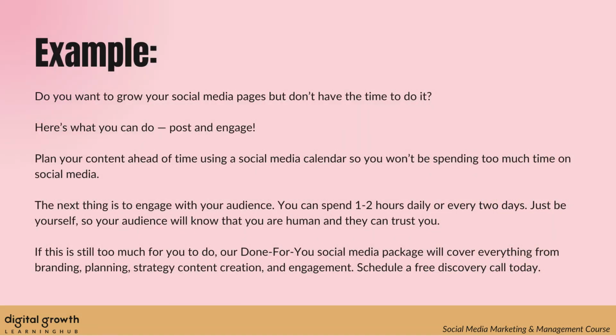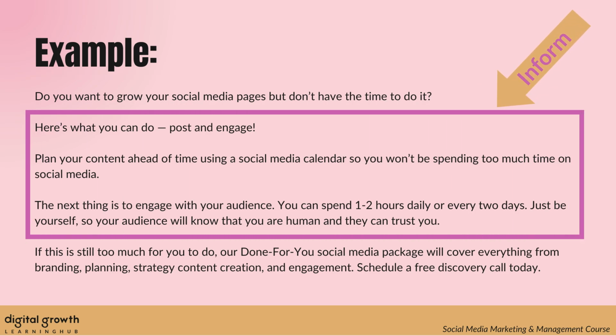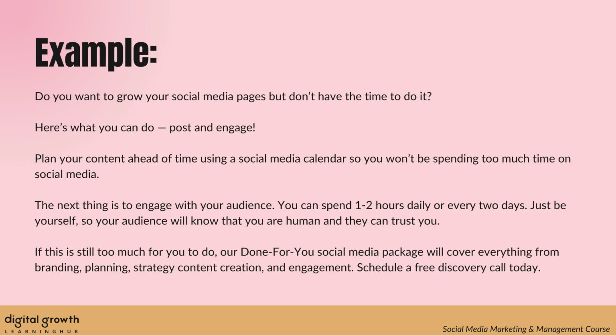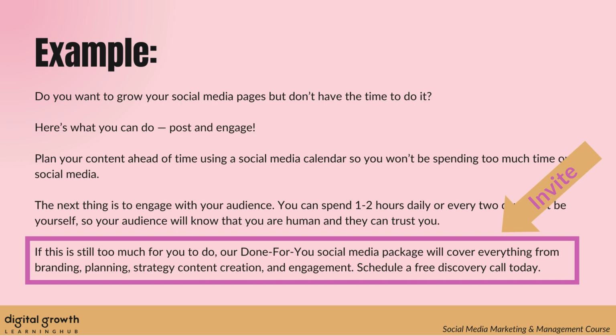So as you can see on your screen, this is an example of content that you can post on social media. The issue here is, do you want to grow your social media pages but don't have time to do it? That's the pain point. And then inform is where you provide the solution, which is, here's what you can do, post and engage. Then you explain the solution and inform them how it works. What are the things that they're going to do? And then the third part is invite. So you invited them to check the Done For You social media package that will cover everything for social media. And you invite them to schedule a free discovery call for today.